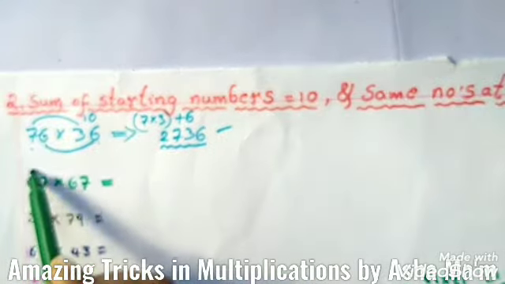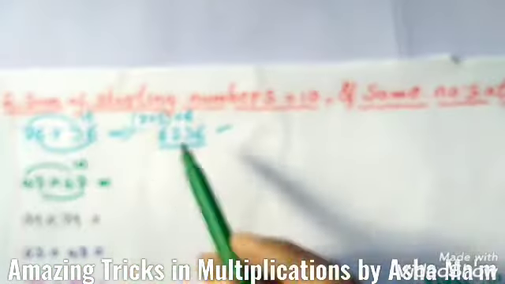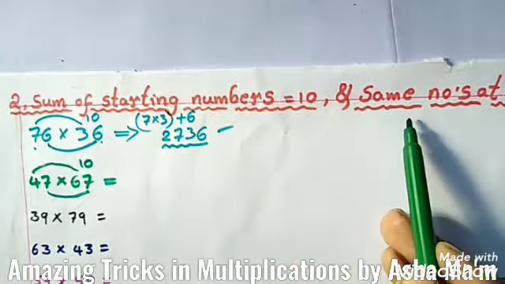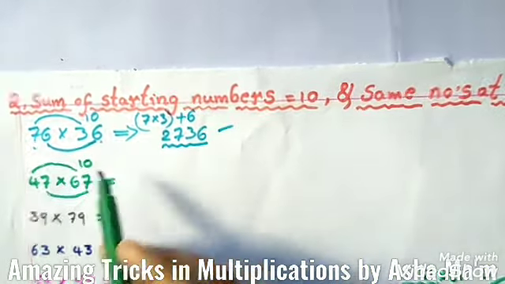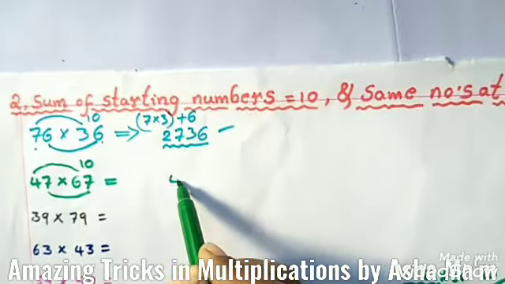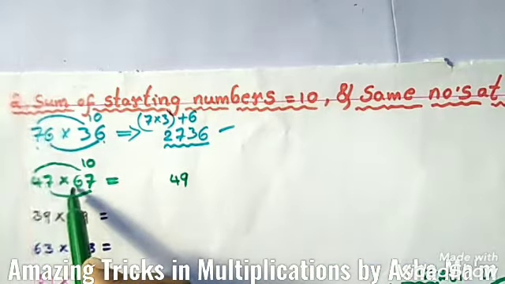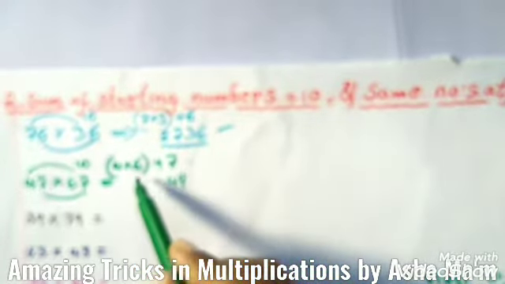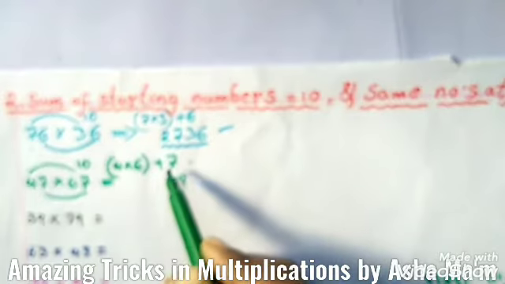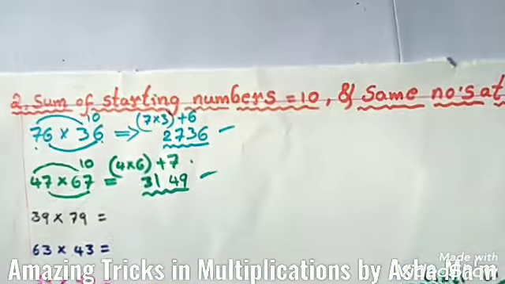Here if you add these two numbers you must get 10, and these two numbers are same. Just like that, sum of starting numbers is 10 and same number is presented at units place. So here also same, 7 7s are 49, so 49 you are going to write here directly. After that, here 4 into 6, 4 into 6 plus 7. Okay, here 4 6 24 plus 7 is 31. So 3149 is the answer.